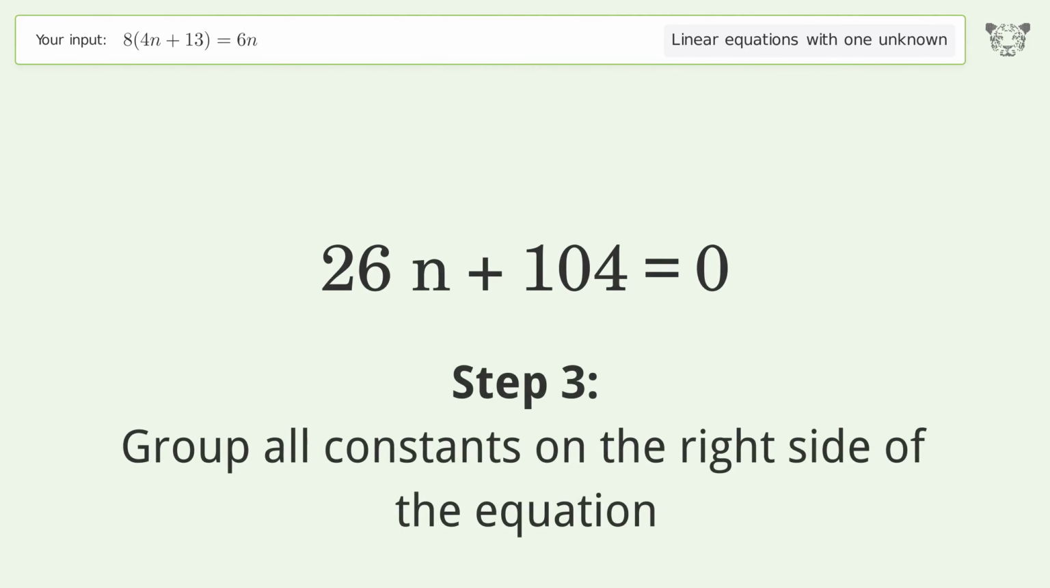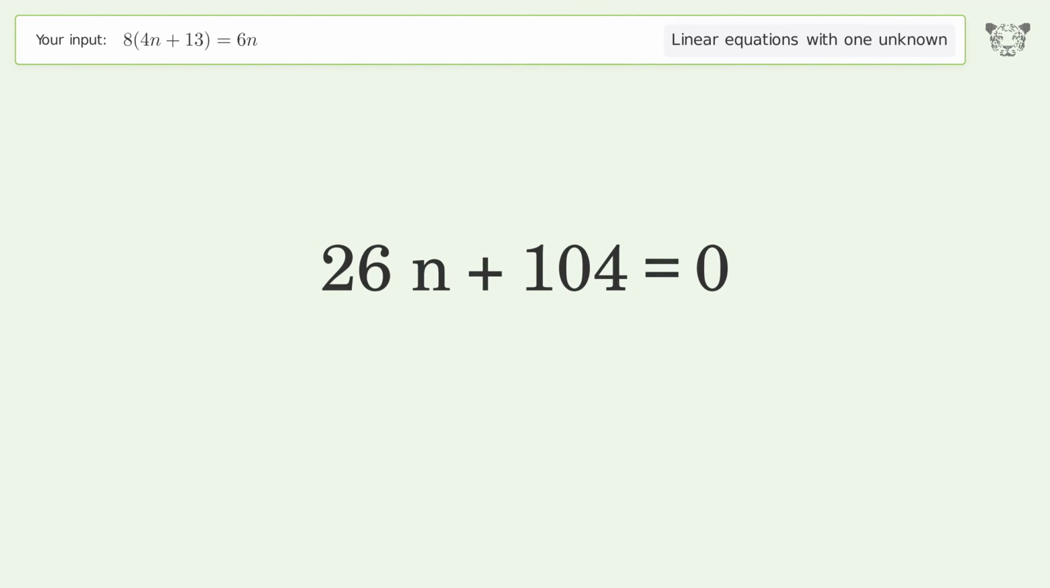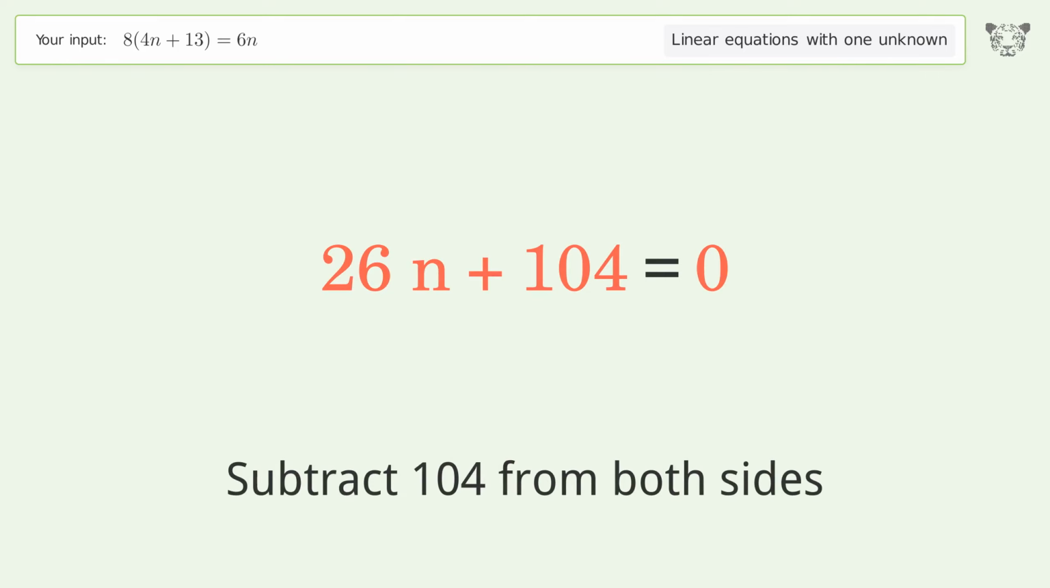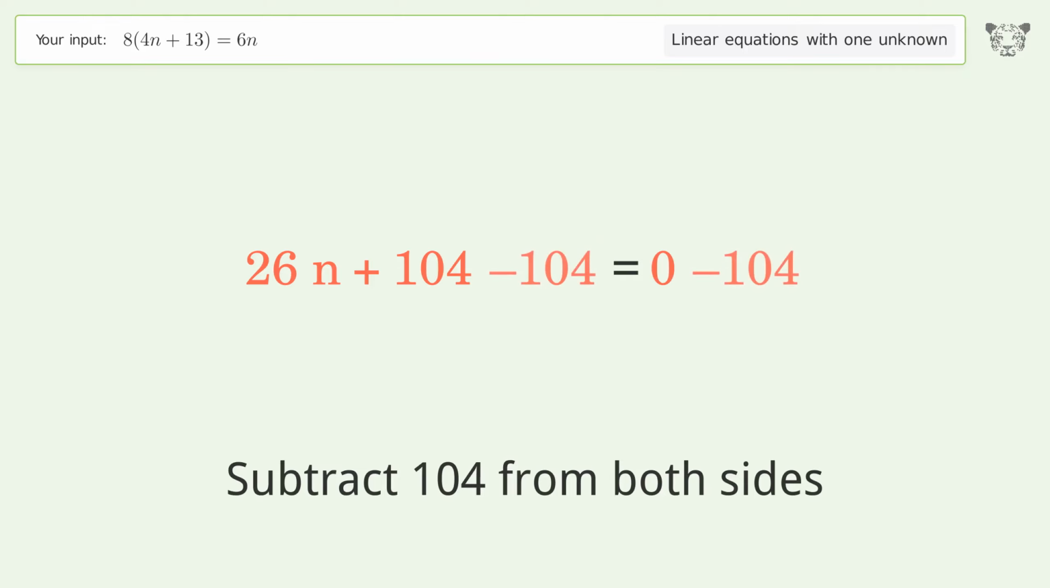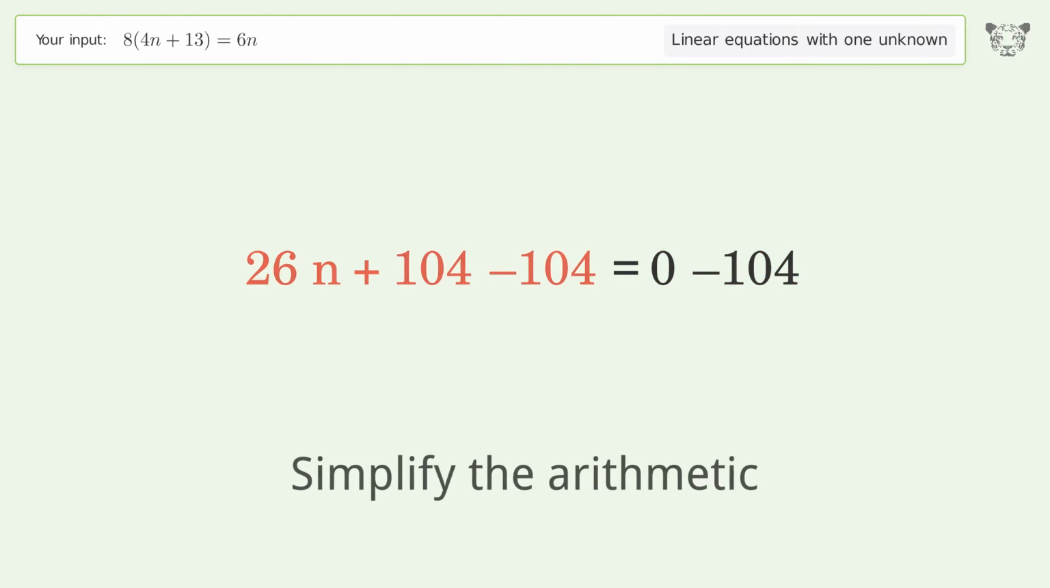Group all constants on the right side of the equation. Subtract 104 from both sides. Simplify the arithmetic.